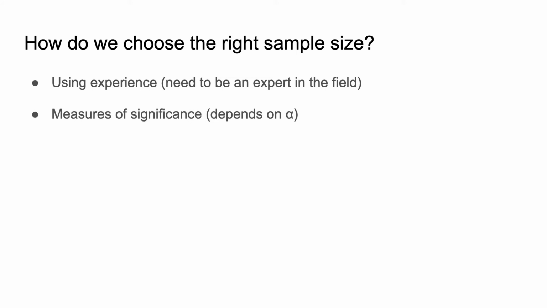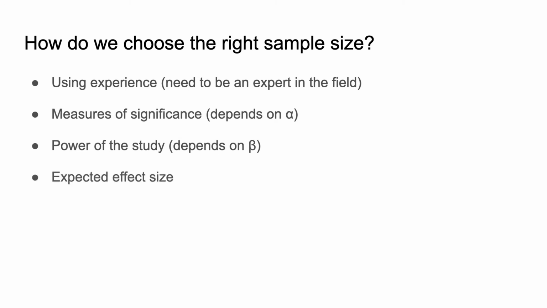Another aspect is measures of significance. That depends on the alpha. Power of the study depends on the beta, and the expected effect size. And we're going to explain how the last three relate to the size of the sample.